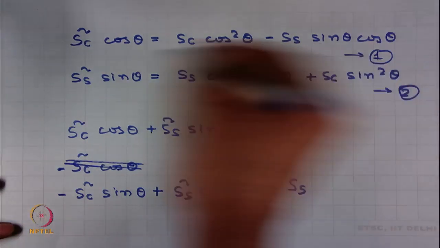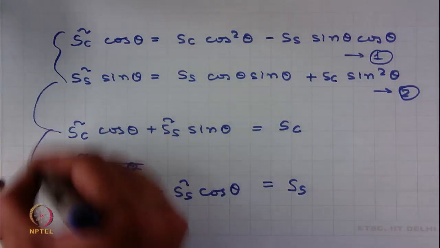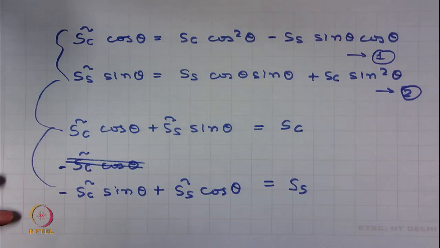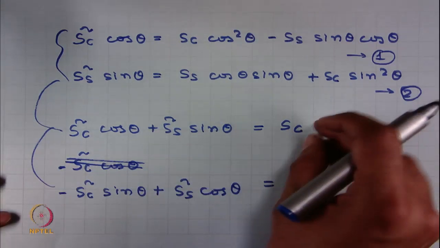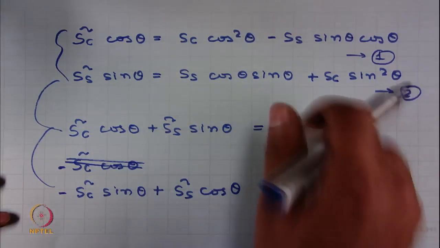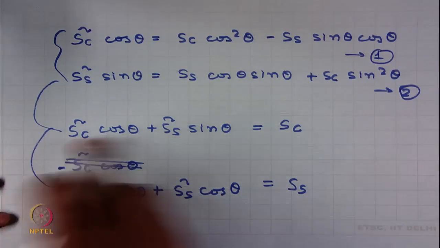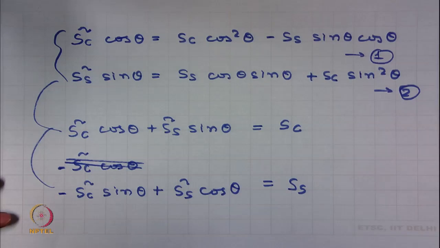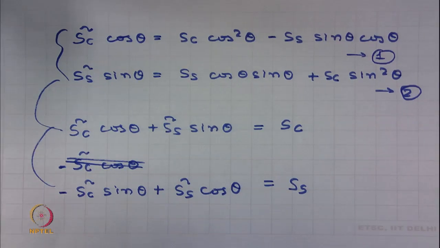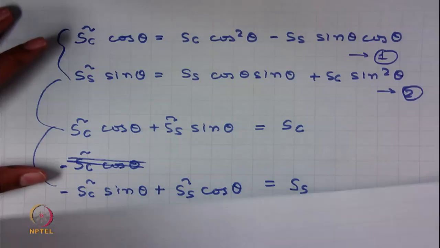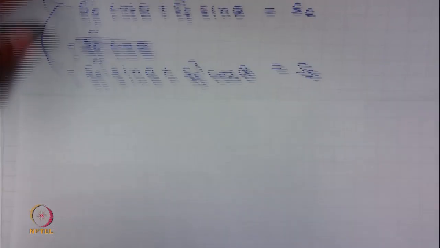So, using these two equations you can easily derive these two equations. Okay. So, we can find out the desired values of SC and SS from the received values of SC and SS and from the known value of theta. How would the receiver structure look like? So, for the receiver structure, you can use these two expressions.